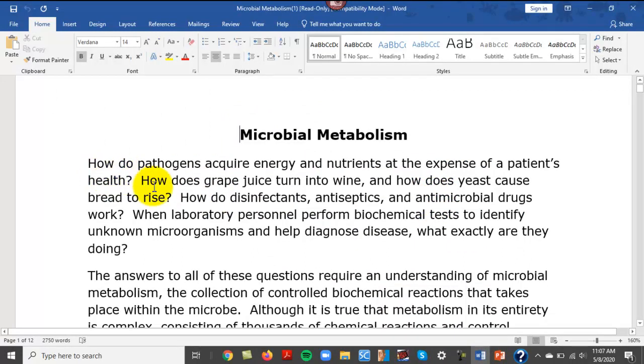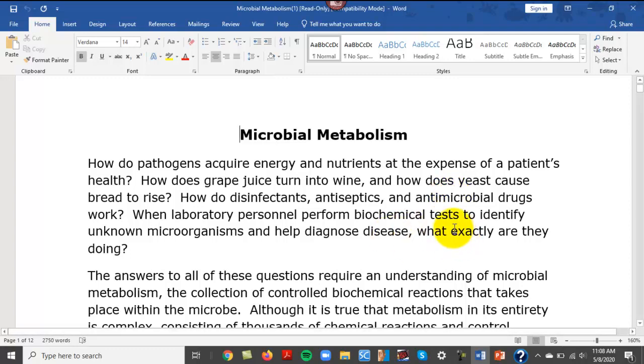So right here at the beginning, it says, how do pathogens acquire energy and nutrients at the expense of a patient's health? Well, if you're talking about necrotizing fasciitis, that's Streptococcus pyogenes. In other words, that strep bacteria actually uses a person's skin to break it down and convert it into energy. There are yeast that produce alcohol as a byproduct of fermentation. That's where alcohol comes from.